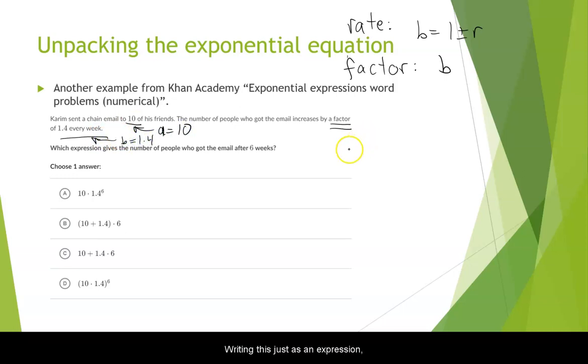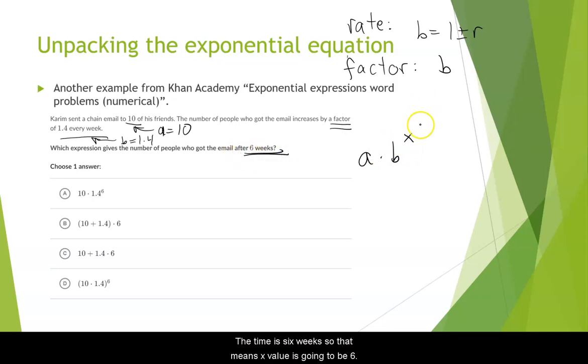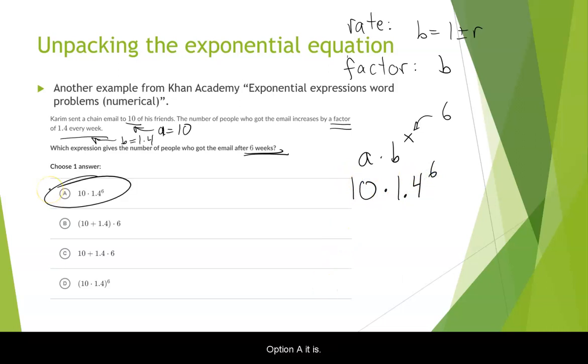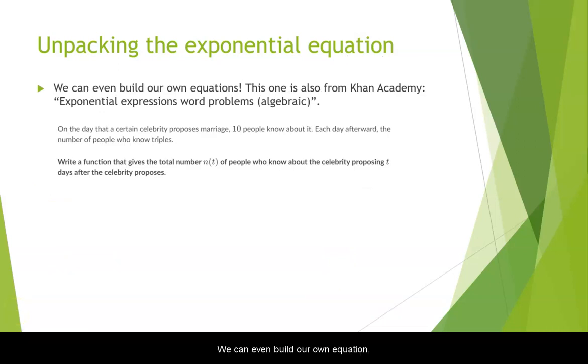So writing this just as an expression, we have A times B to the X power. The time is 6 weeks, so that means the X value is going to be 6. And we have 10 times 1.4 raised to the 6th power. Option A it is. We can even build our own equations.